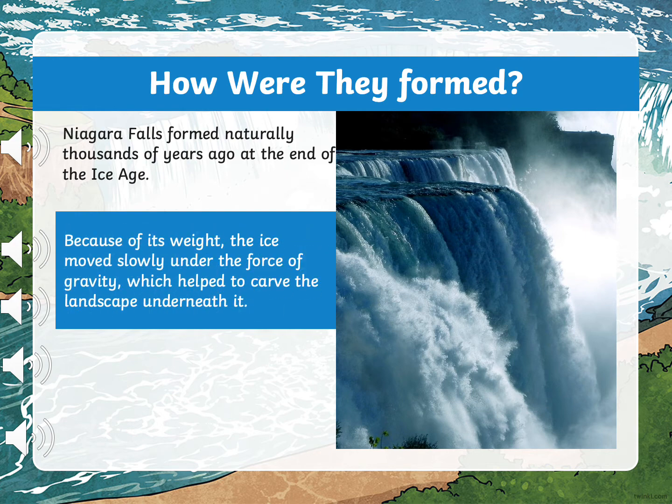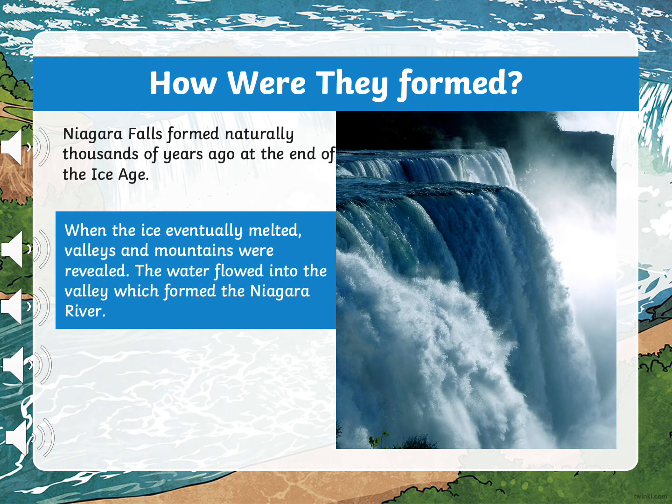Because of its weight, the ice moved slowly under the force of gravity, which helped to carve the landscape underneath it. When the ice eventually melted, valleys and mountains were revealed. The water flowed into the valley, which formed the Niagara River.